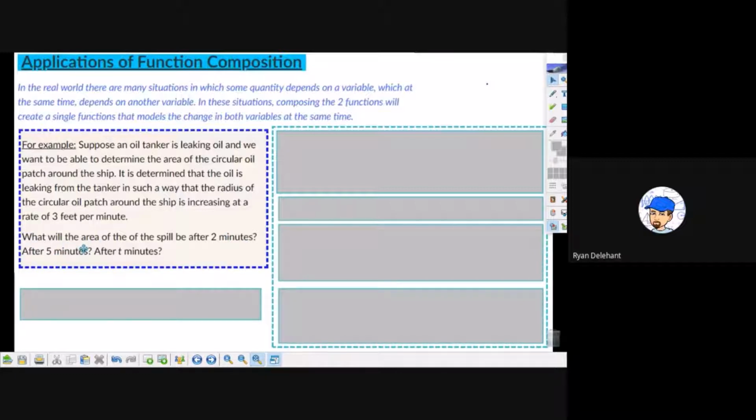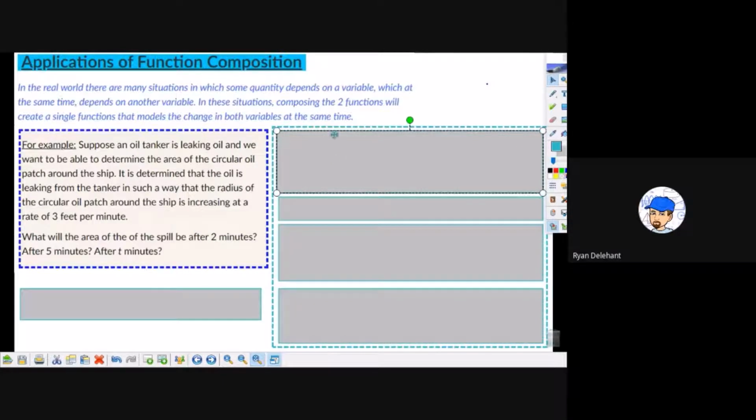Now, with the information given here, you could solve these first two parts pretty easily. Well, I could figure out the radius itself after 2 minutes and then use that radius to find the area of the circular spill and find that answer. The one that we're really after is the last one, after t minutes, because I want to be able to figure out how can I just find any time and plug this thing in. And I want you to think about why this is a composition.